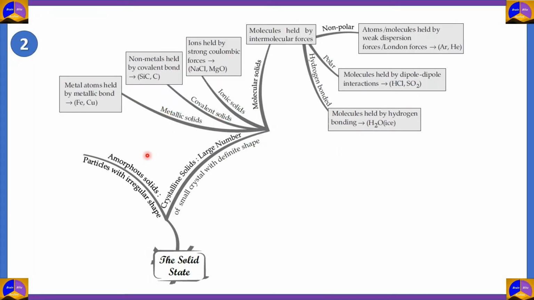Solids are basically classified into two types. The first one is amorphous solid. Now, what are amorphous solids? Amorphous solids are solids with irregular shaped particles. These are also known as supercooled liquids. And they have a lot of properties.